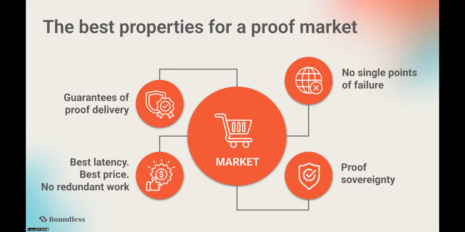Next is, we offer the best latency. We can essentially have your proof accepted and then generated in the next block. We use the best price discovery mechanism that can be done in a decentralized environment. Of course, the best price discovery mechanism is the second price auction.